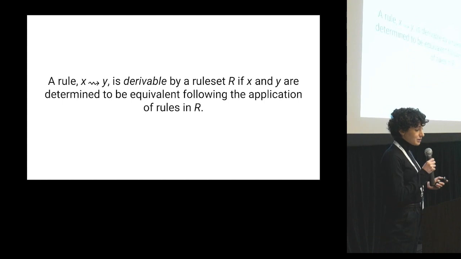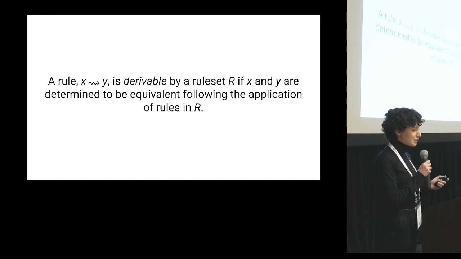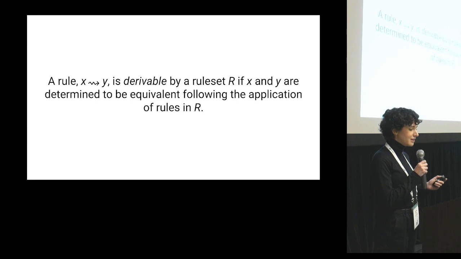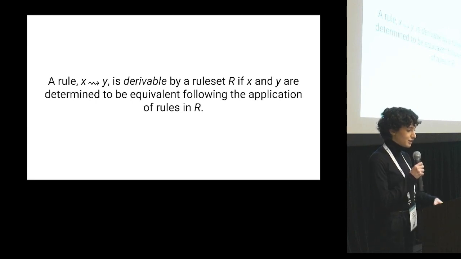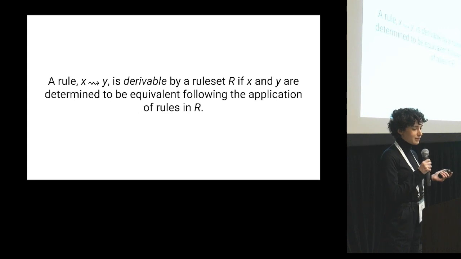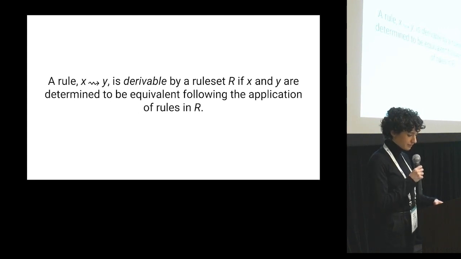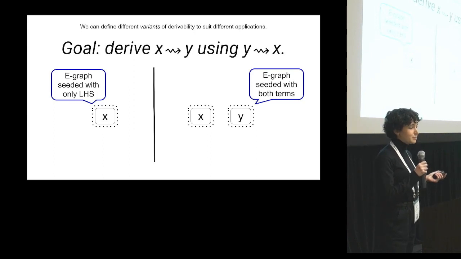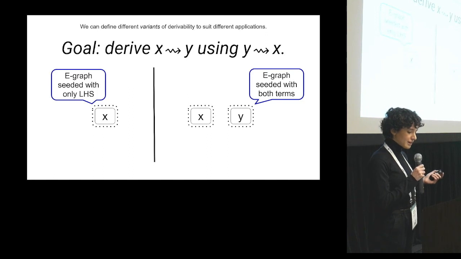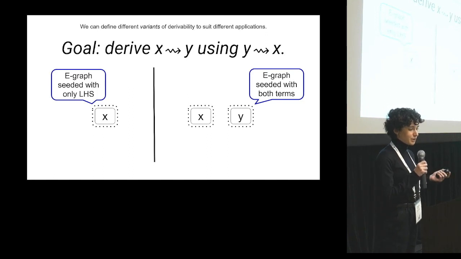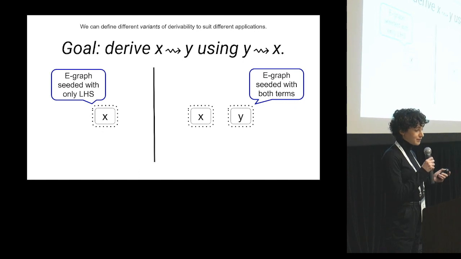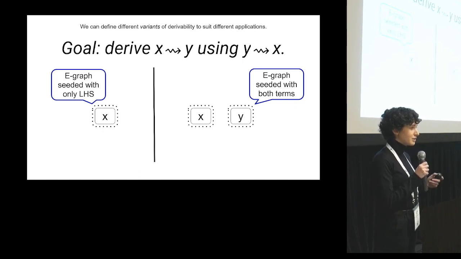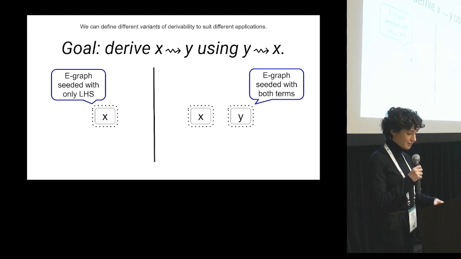So to combat this, we use this notion of derivability. And we say that a rule is derivable by a rule set if its left and right-hand sides are determined to be equivalent following the application of rules in the other rule set. But that's a little vague. So more concretely, we've come up with variants of derivability. Say we want to see if we can derive the rule x rewrites to y using y rewrites to x. One choice that we might make is initializing the E-graph with just the left-hand side of the expression. Or we could choose to initialize it with both sides of the expression.